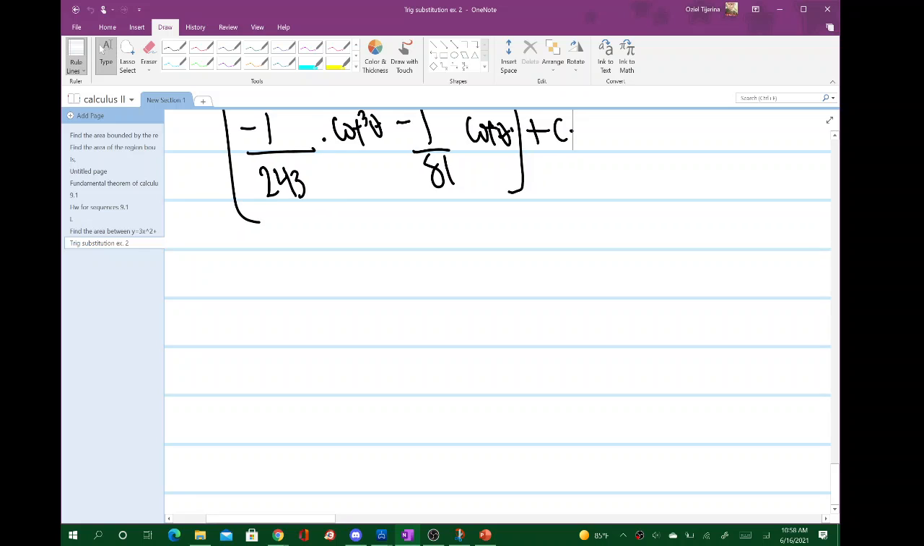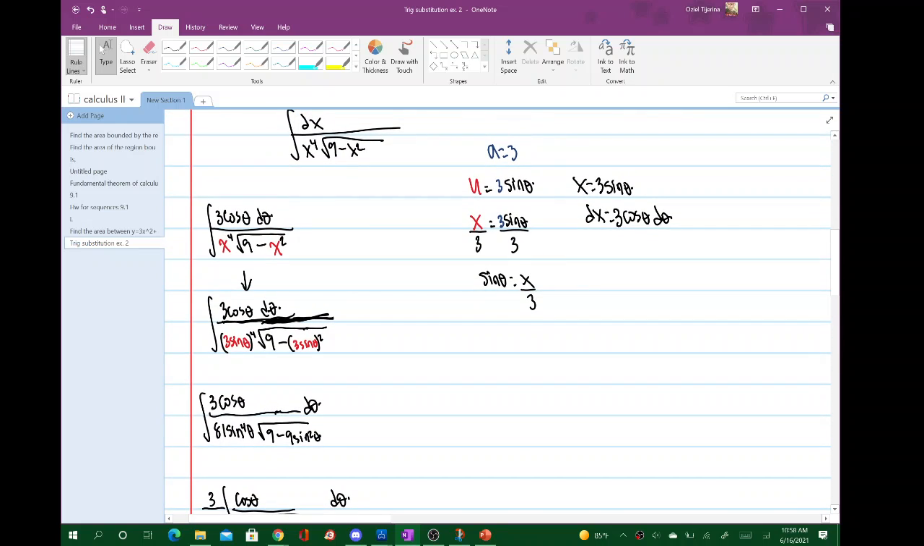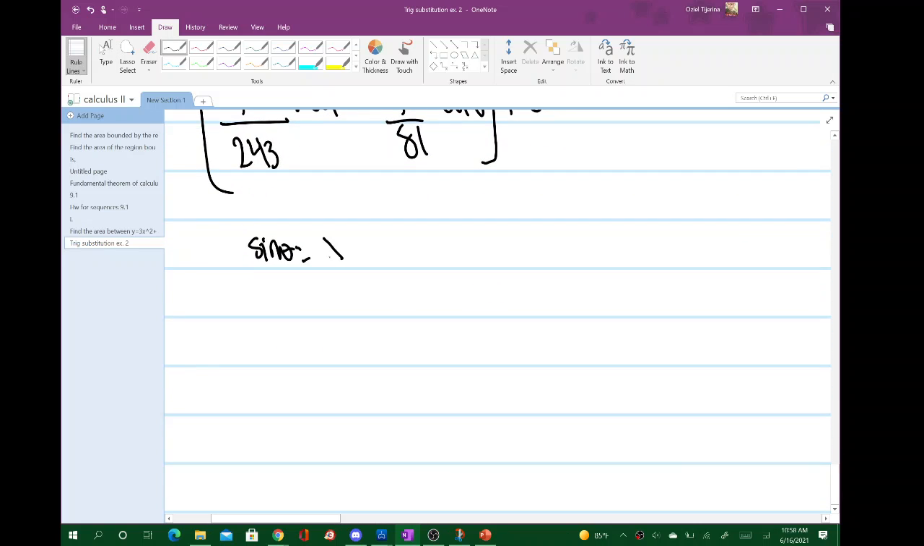Now we know that sine theta was equal to, and I believe, let me go ahead and check, it was equal to x over 3. So we know that sine theta is x over 3. So we can use right triangle trigonometry and let me just try to draw a right triangle very quickly, if I can.